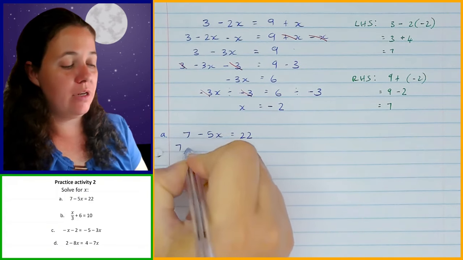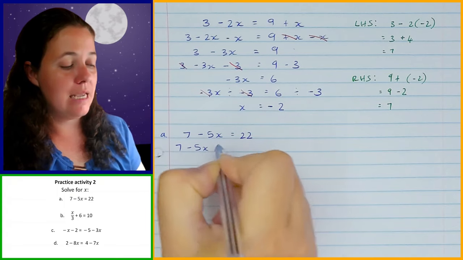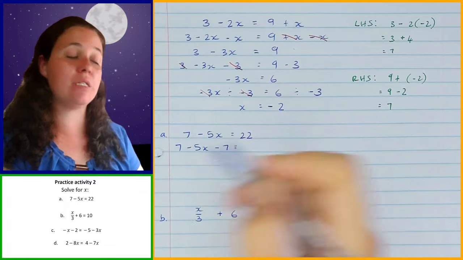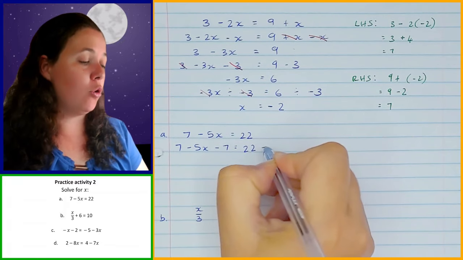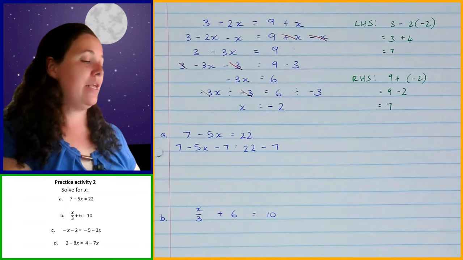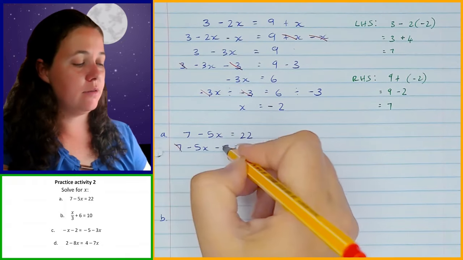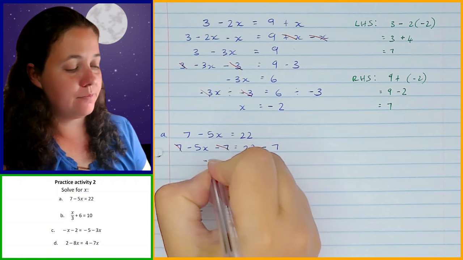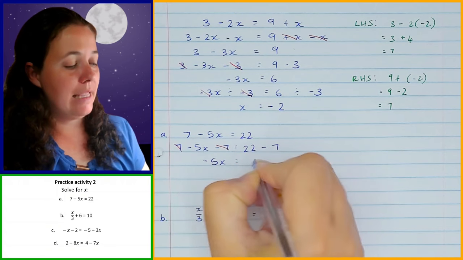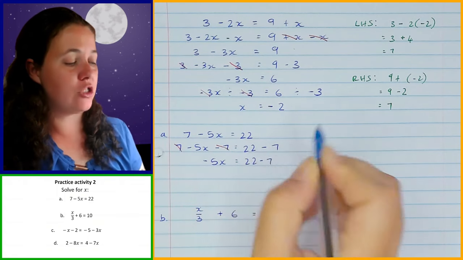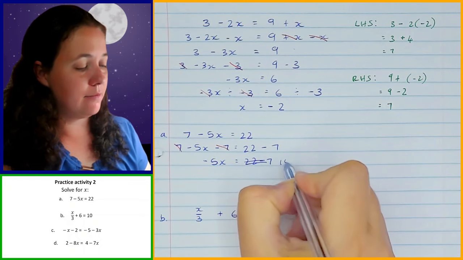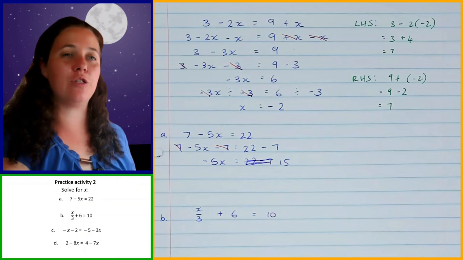So I've got 7 minus 5x and then I'm going to subtract 7. Now, because it's an equation, I have to do the same thing on both sides. So 22 also minus 7. And then these are going to cancel out, leaving me with a negative 5x on my left-hand side, equal to 22 minus 7. So equal to, let's simplify that, 15. Okay, that was what we were supposed to do there.